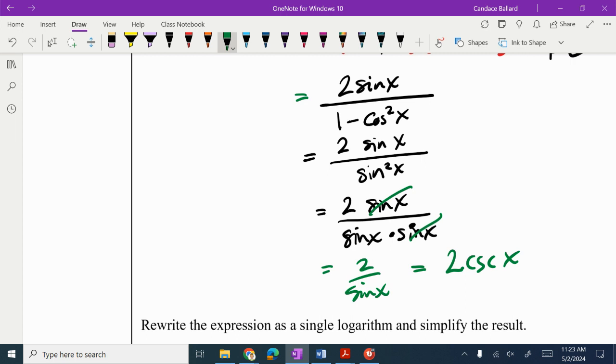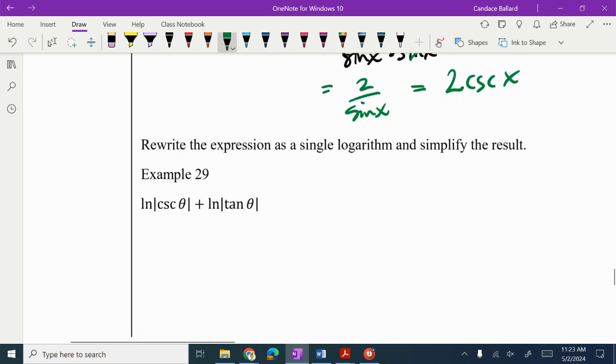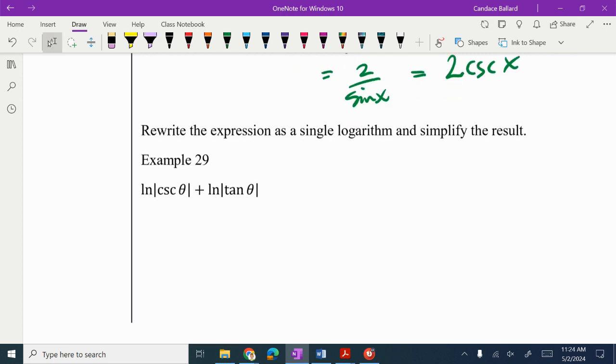Got one more to do. One more. This is my favorite problem all year. Gotta stay for my favorite problem. Yeah. This is like, I absolutely love this problem. That's why I leave it in there.